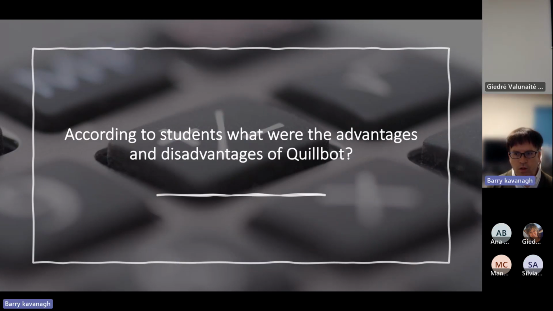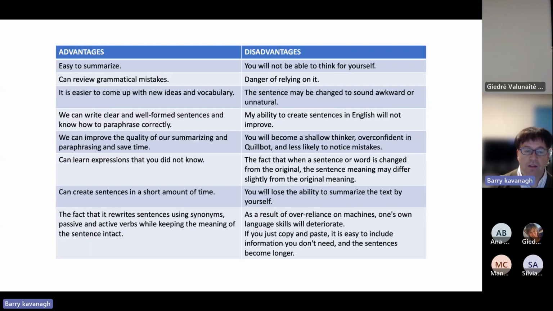So according to the students, what were the advantages and disadvantages of Quillbot? So advantages: easy to summarize, obviously it's designed to do that. Can review grammatical mistakes, it's easy to come up with ideas and vocabulary. You can write clear, well-formed sentences and know how to paraphrase quickly. You can improve the quality of your summarizing.